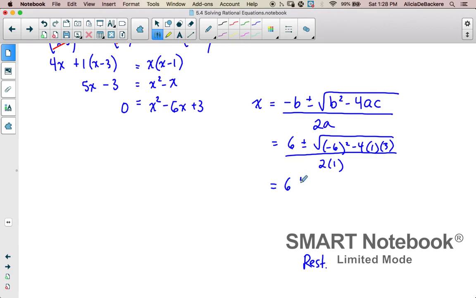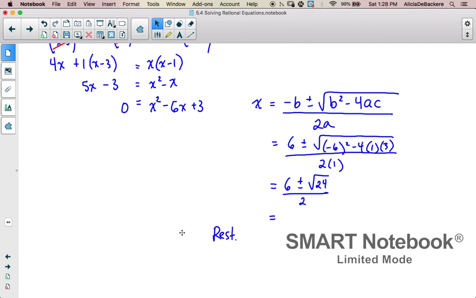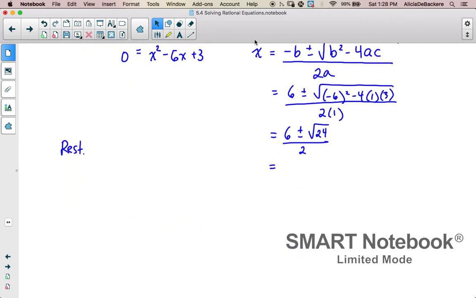And then I'm going to simplify underneath the root here. I've got 36 minus 12, so that's 24, and all over 2. And of course I can simplify this. Let's move my little reminder over here. So using my simplification rules for roots, and the idea that if I'm dividing by 2, I'm dividing every term by 2. So here I've got 6 over 2 plus or minus, and I'm going to change root 24. Remember to change the root.